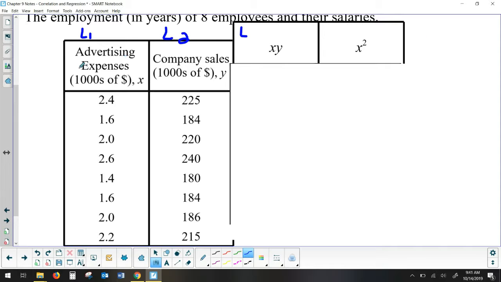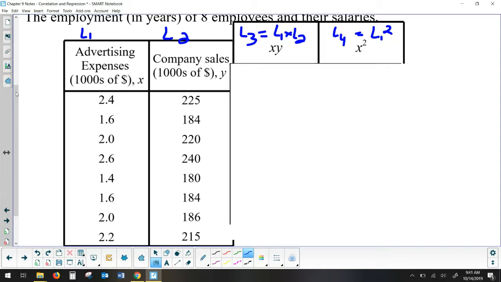This is L3. You find L3 by taking L1 times L2. This is L4. L4 is found by taking L1 squared.